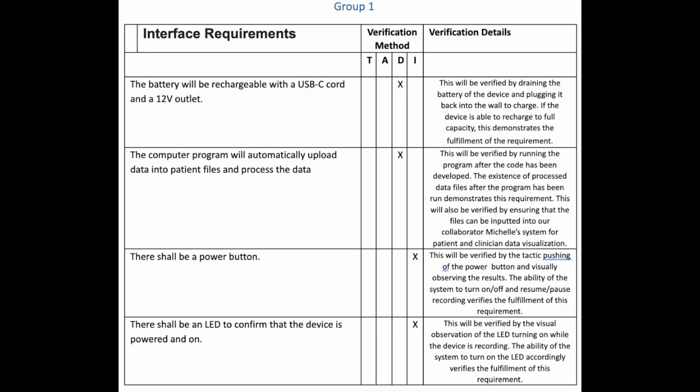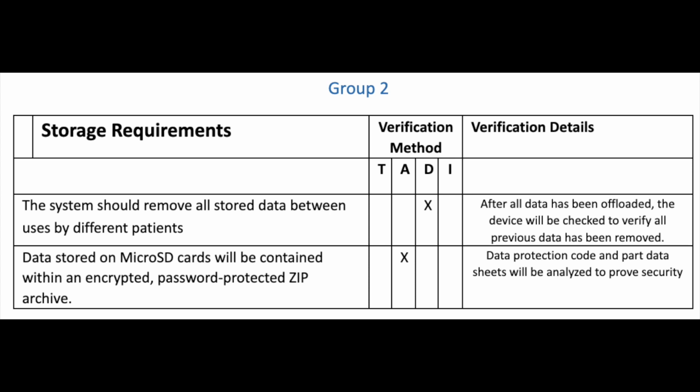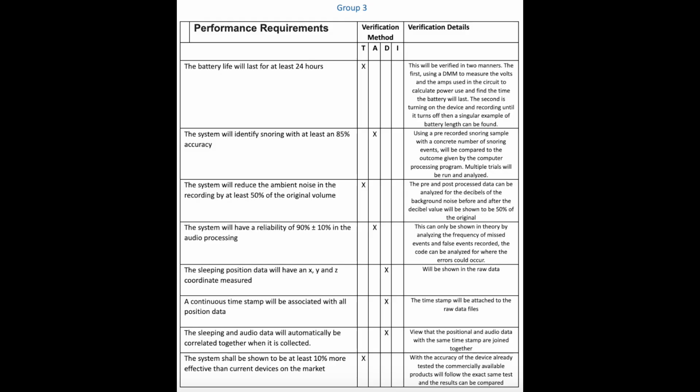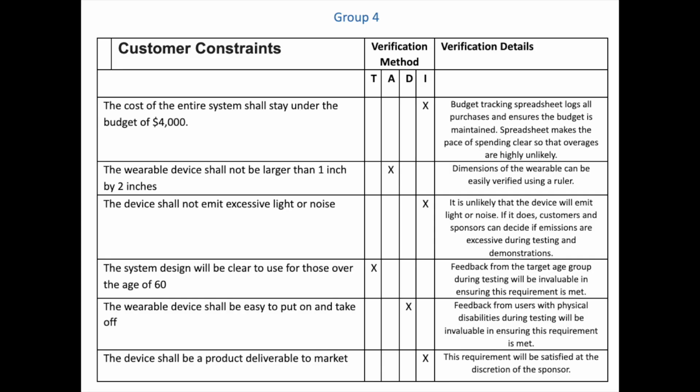The system requirements for Snorpheus are broken down into 4 categories: interface, performance, storage, and customer constraints. Now let's dive into each one of these. The interface requirements detail specific characteristics of the system, such as a rechargeable battery, a power button, and an LED. The storage requirements describe the storage and encryption of patient data. The performance requirements detail metrics for the system's battery life, accuracy, reliability, and efficiency. The customer constraints include the system's budget, size, and usability requirements.